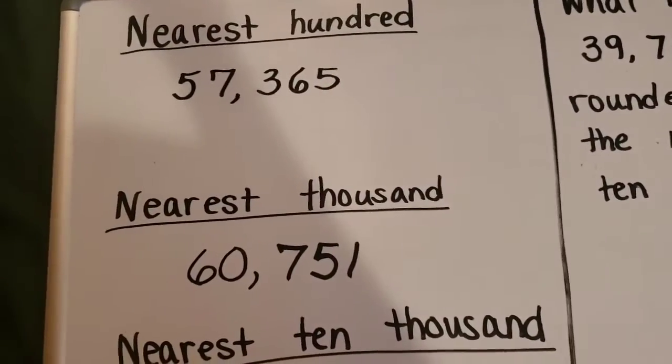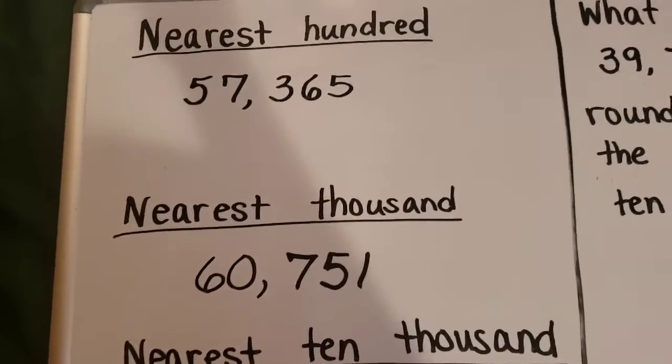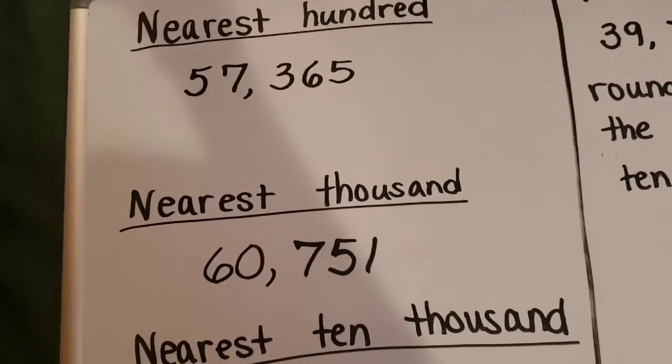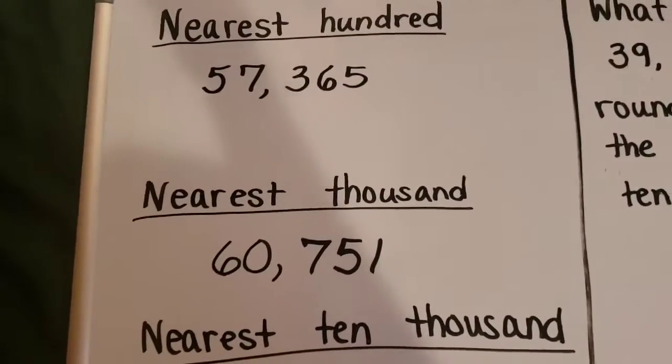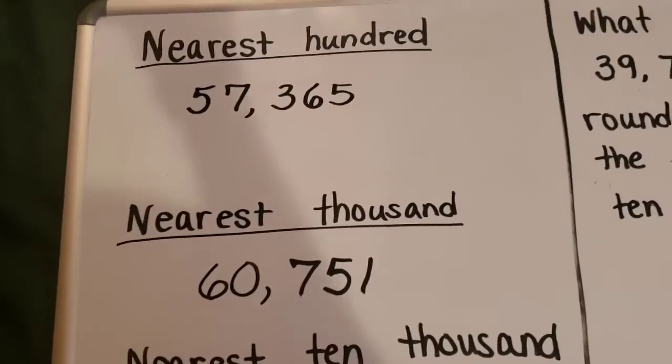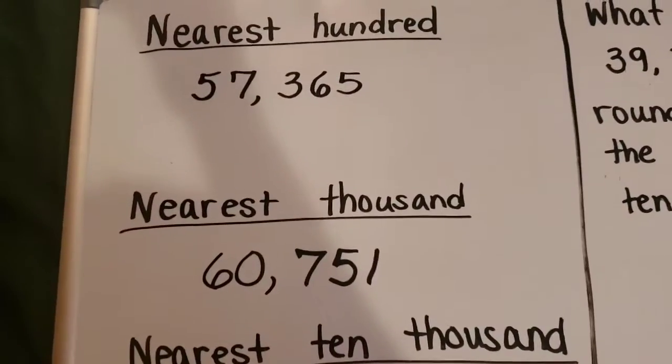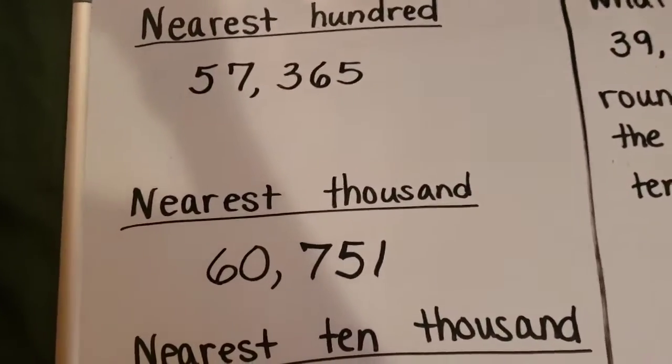Let's try a few more examples together, and then I will leave you to try it on your own. So you might not always be asked to round to the nearest 10. You might be asked to round to different place value positions. For example, this problem is asking us to round to the nearest 100.